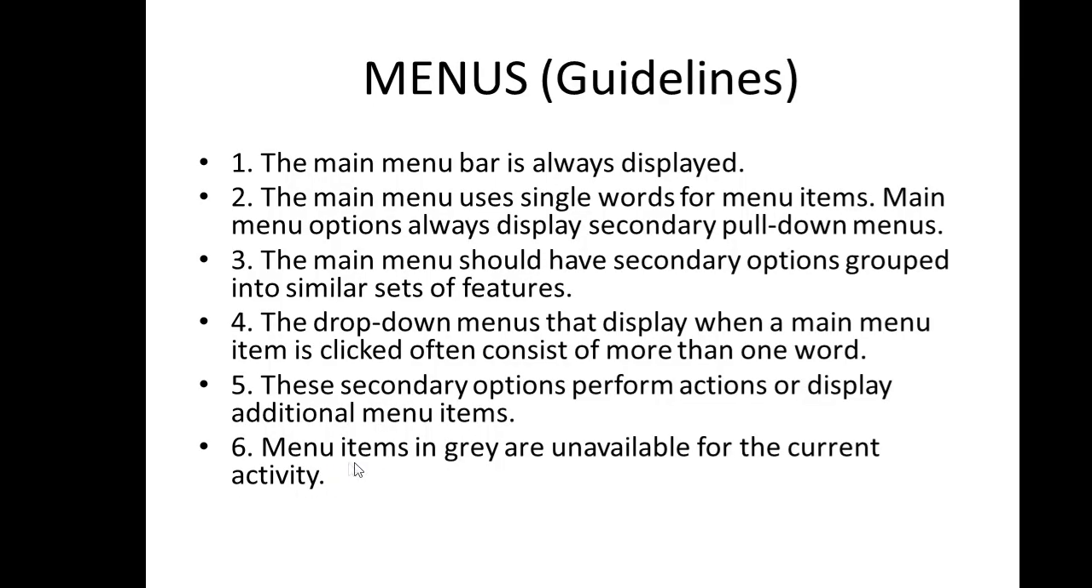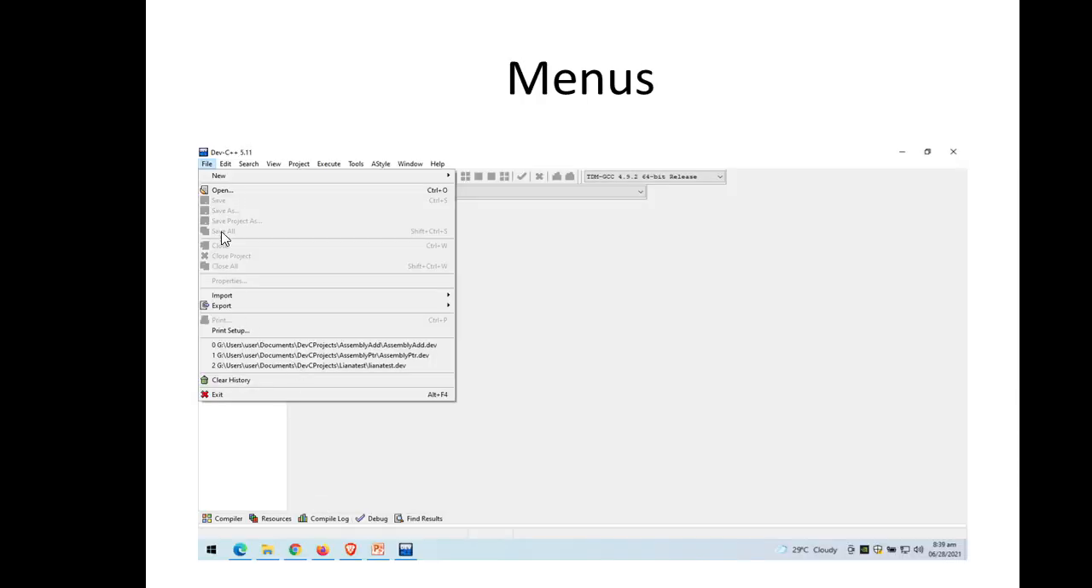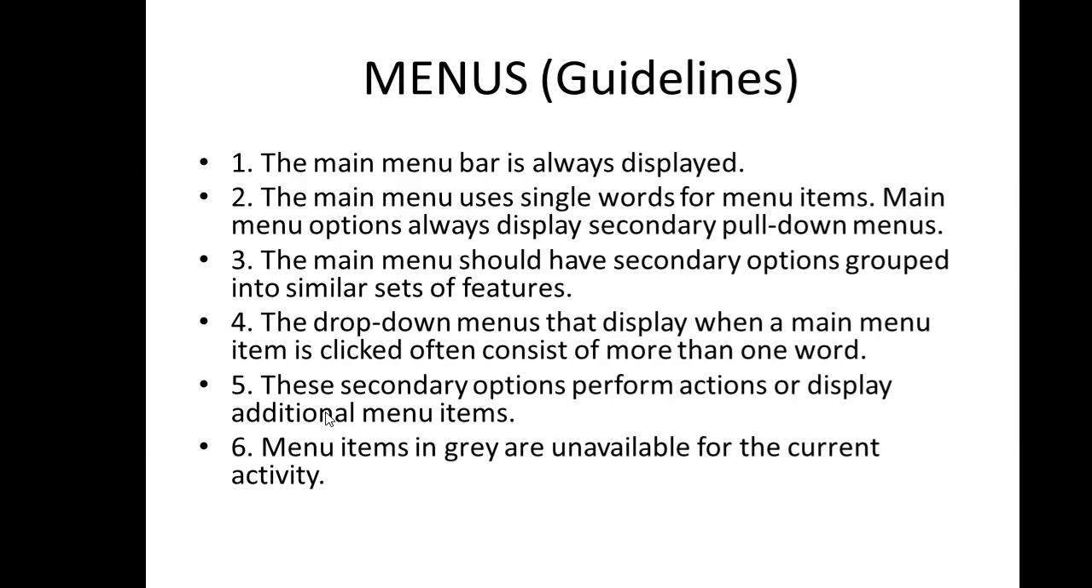And then number 6, menu items in gray are unavailable for the current activity. So if you notice there, we have options that are grayed. That means these are unavailable. So these are some of the menu guidelines.